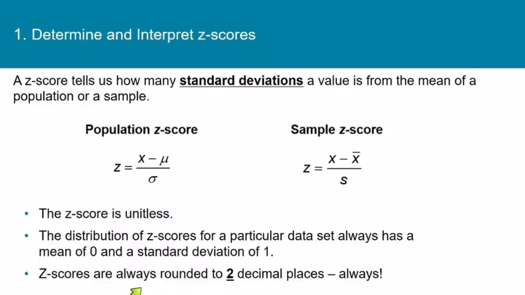Also note that z-scores are always rounded to 2 decimal places. Always. There are no exceptions to this. We always round z-scores to 2 decimal places, and that's because of the table that I'm going to show you when we get to chapter 7.